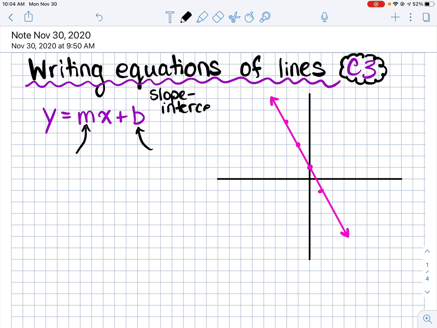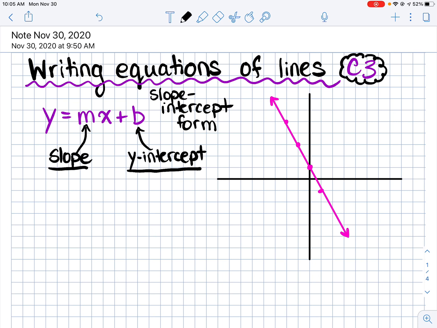Slope-intercept form. It's got the name because it's easy to identify the slope, which we use the letter m to represent, and b is our y-intercept. You can write the equation of any line in this format. All you need when you're writing the equation of a line is slope and y-intercept. You need both of those things, and then you can write the equation of any line.